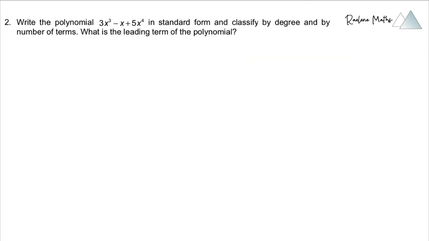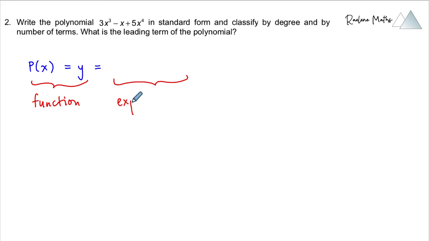In the next example, we want to write the polynomial in standard form and classify it by degree and number of terms. So we can call this polynomial p of x, for polynomial of x, or we could call it y, or we could just leave it as a collection of terms, an expression. As soon as we involve p of x or y, we are talking about a polynomial function, but otherwise we would just be talking about a polynomial expression, which we could just call a polynomial.